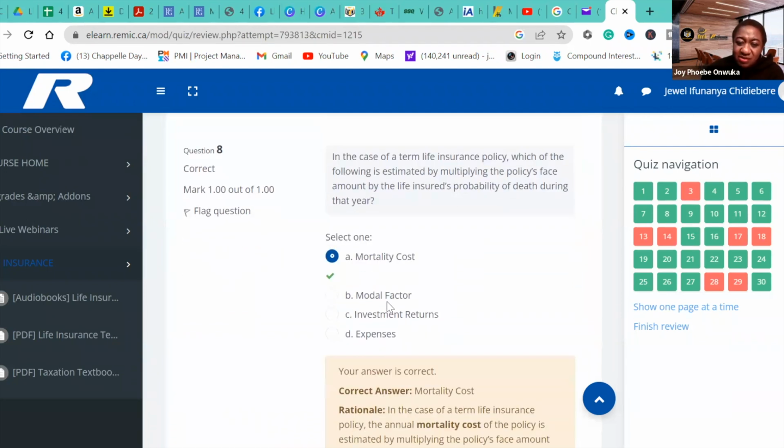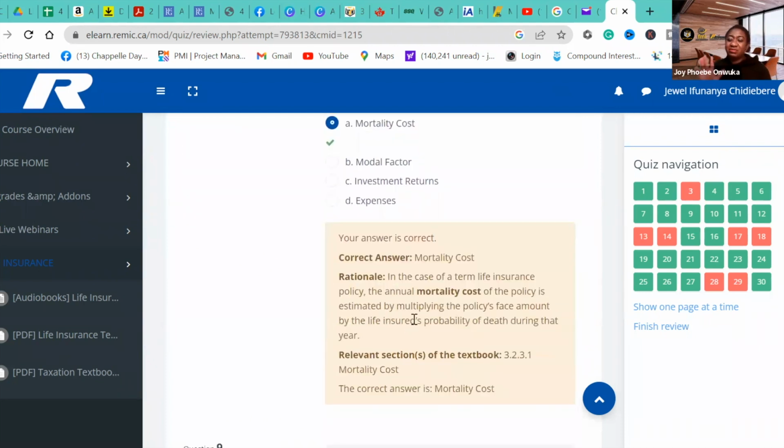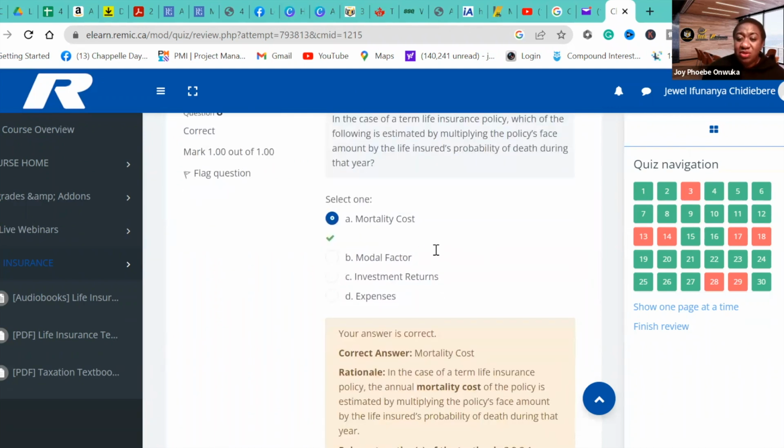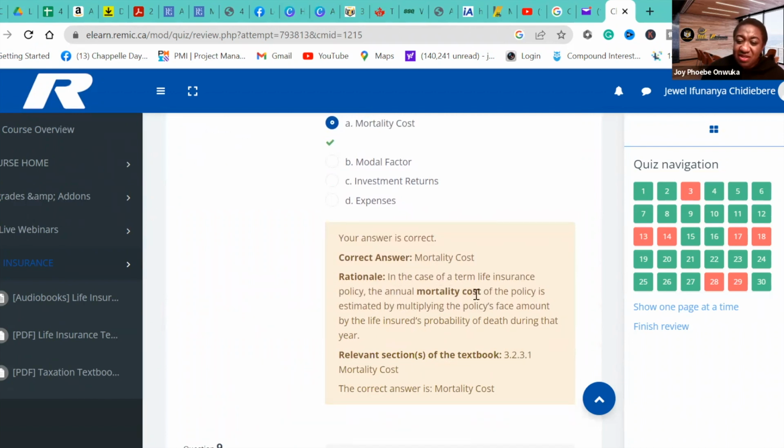Question 8 is mortality cost. All right, and there is the rationale. Sorry, I'm just going to fly through this because there are 30 questions. We've already seen the questions, so mortality cost, and the rationale is that in the case of a term life insurance policy, the annual mortality cost of the policy is estimated by multiplying the policy's face amount by the insured's probability of death during that year. So remember, when we get into the calculation part of it, they are going to give you the annual premium, and then they'll give you the probability of death to do the multiplications.